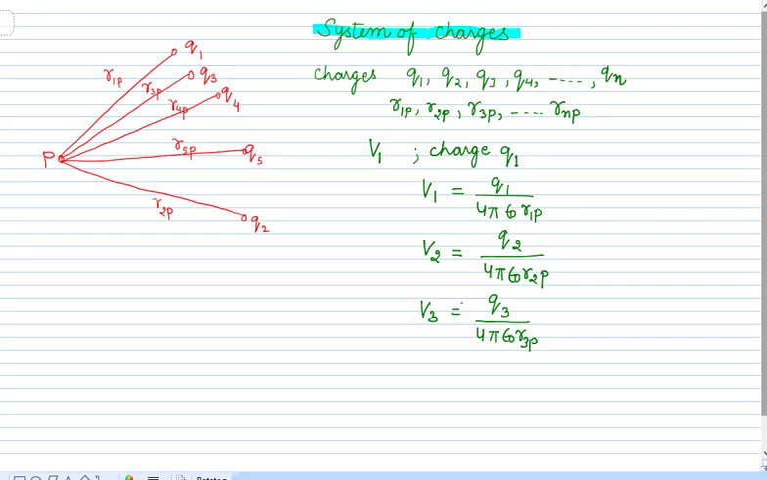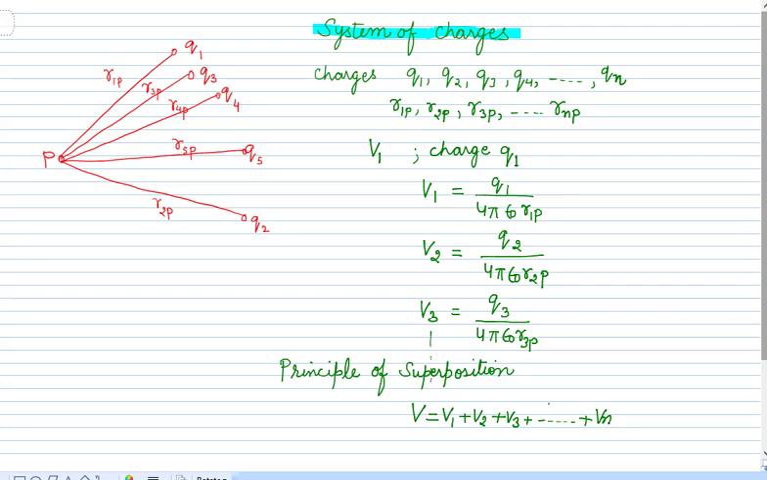Once we have the electrostatic potential due to all these charges, we can simply use the principle of superposition. We can apply this principle to calculate the total electrostatic potential at point P due to these n charges. So applying this principle, we get the total electrostatic potential as a sum of all these potentials due to n charges, up to Vn.